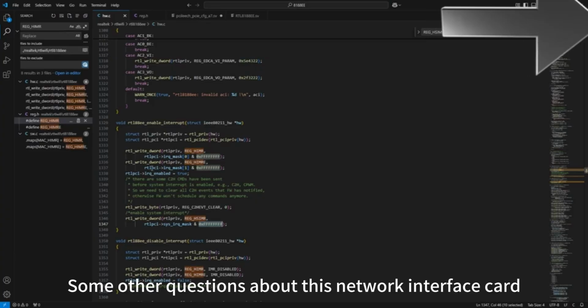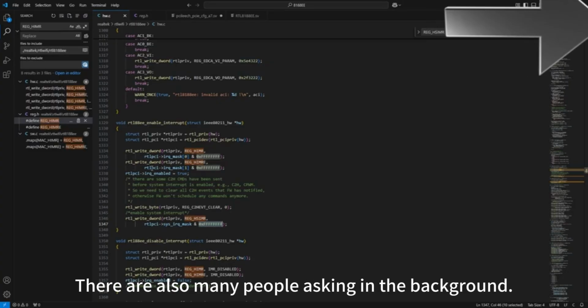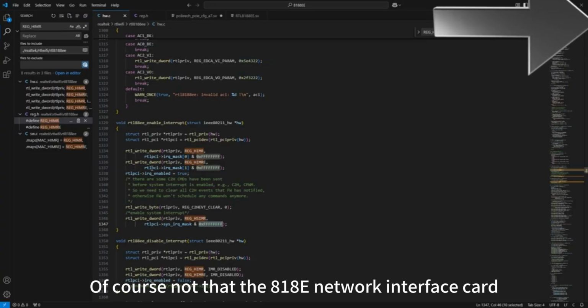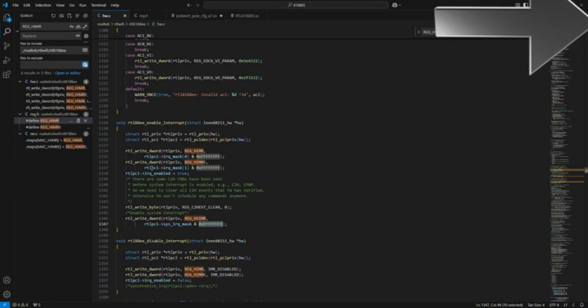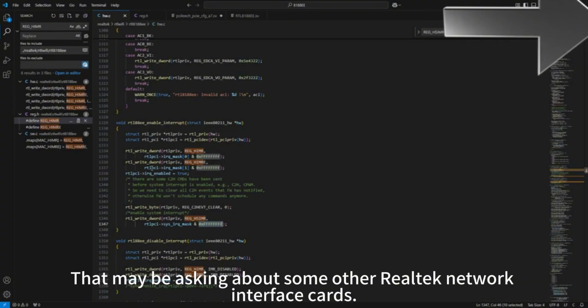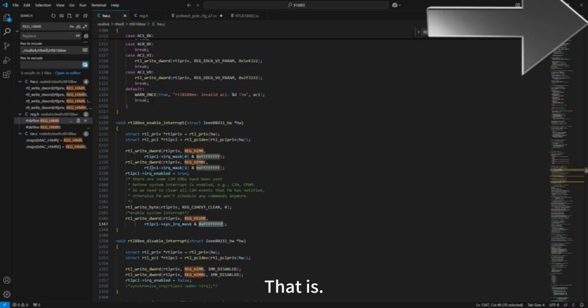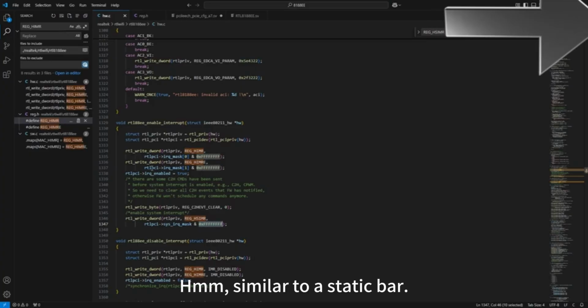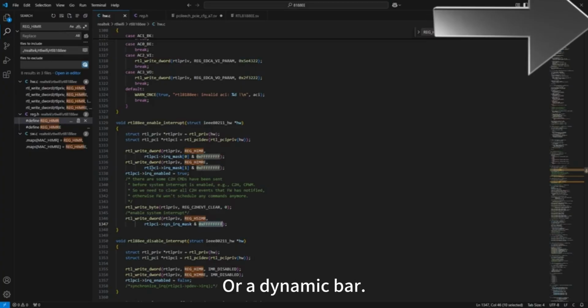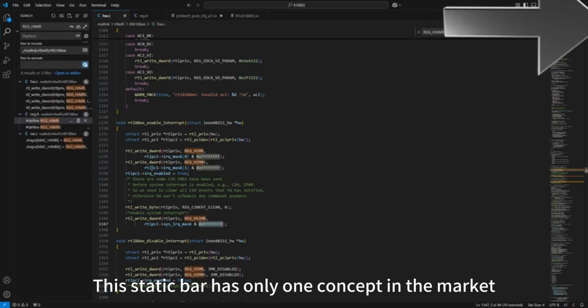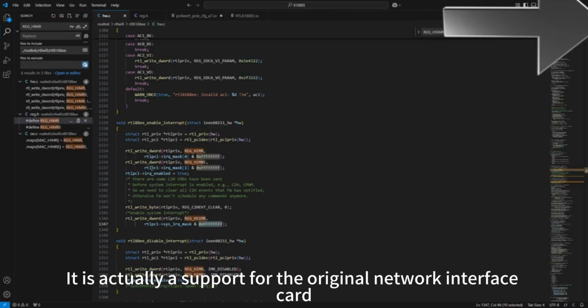Just one more time, some other questions about this network interface card. There are also many people asking in the background. Of course, not that the 8180 network interface card. That may be asking about some other Realtek network interface cards. That is, similar to a static bar, or a dynamic bar. Okay. I want to say, this static bar has only one concept in the market. It is actually a support for the original network interface card.